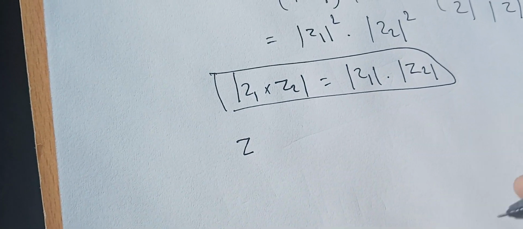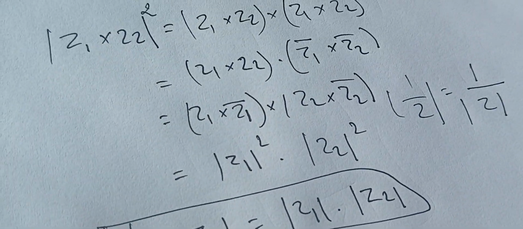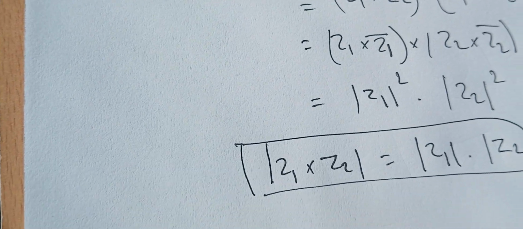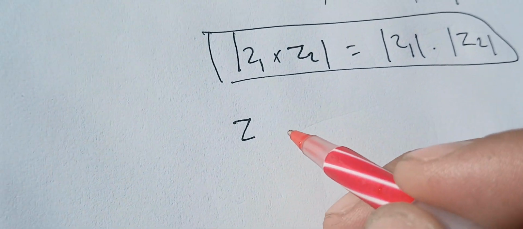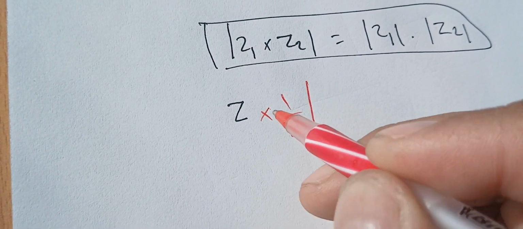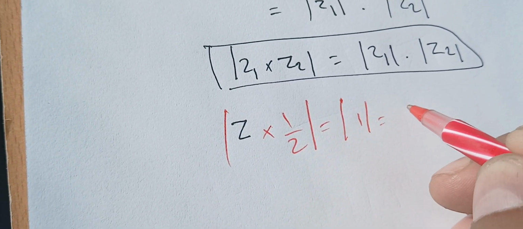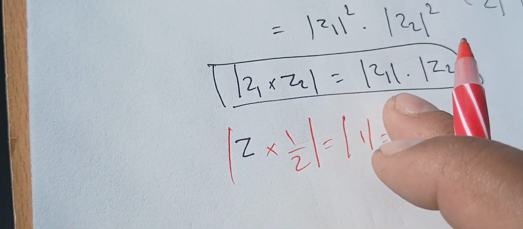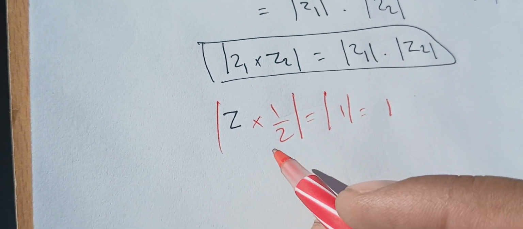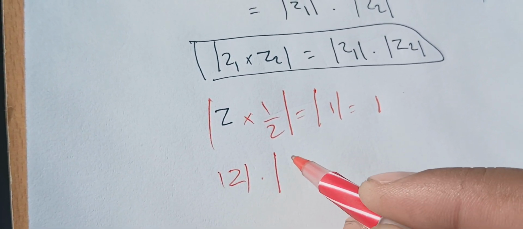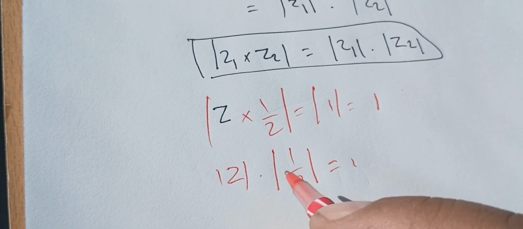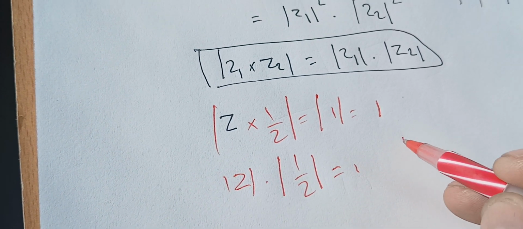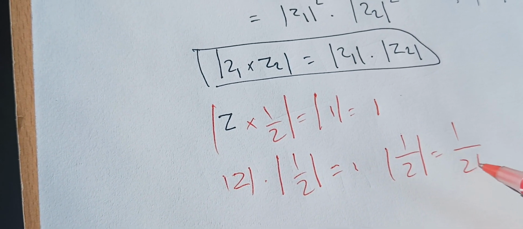So we have z, okay, let me use another color. Here I have this red. Let's use this red to make it more clear. So we have the norm of z times 1 over z. Okay, so this is just the norm of 1, which is 1, assuming that z is different from 0. So what do we get? According to the result that we proved here, we get the norm of z times the norm of 1 over z equals 1. So dividing both sides by the norm of z, we get the norm of 1 over z is just 1 over the norm of z.